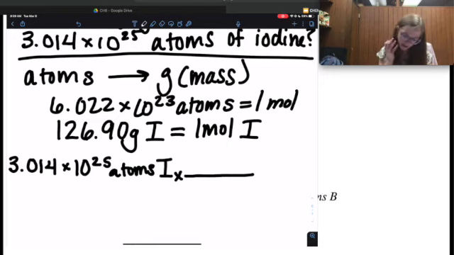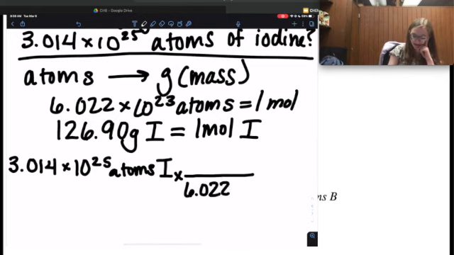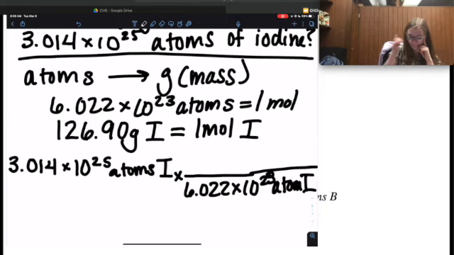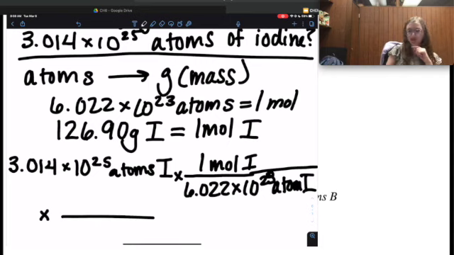And then I'm going to leverage Avogadro's number. I'm going to say, okay, if I know that I have 3.014 times 10 to the 25 atoms, well, I can figure out how many moles I have. Let me do that step. So I would try to cancel out atoms, so I would want to put the number containing atoms down on the bottom here. So I would put 6.022 times 10 to the 23rd atoms of iodine for every 1 mole of iodine. Okay, so I'm going to keep going with my multiplication. This is all 1 line. I'm just running out of space because I have big handwriting.